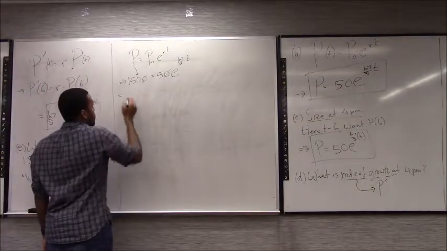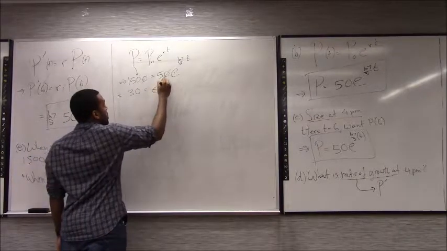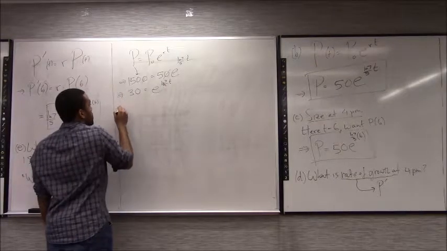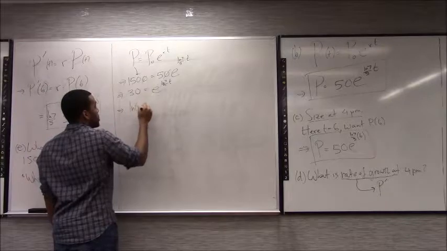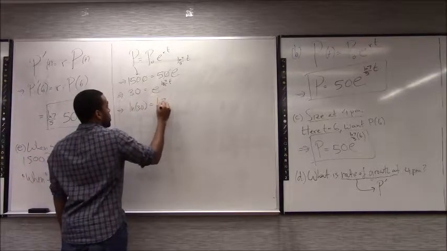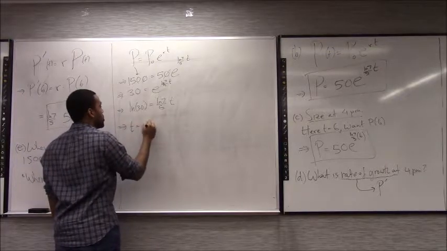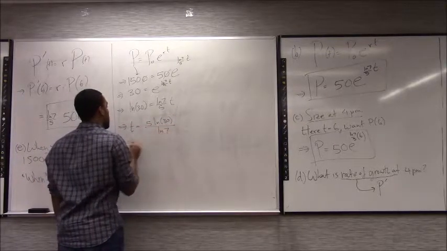1500 divided by 50 is what, 30? Yeah. Is equal to e to the ln of 7 over 5 times t. So this means that we have ln of 30 is equal to ln of 7 over 5 times t. This implies our t is equal to 5 ln 30 divided by ln of 7.